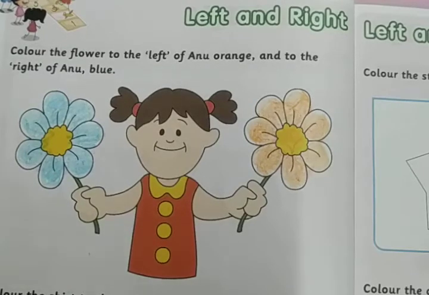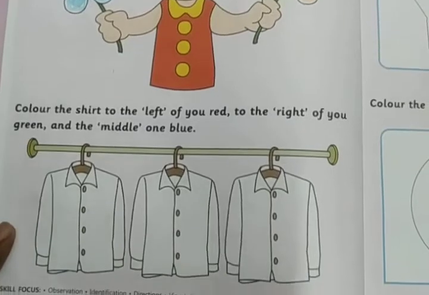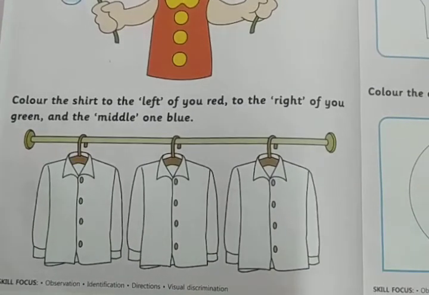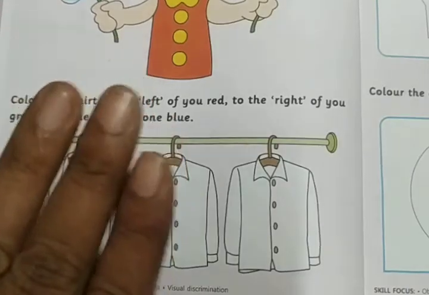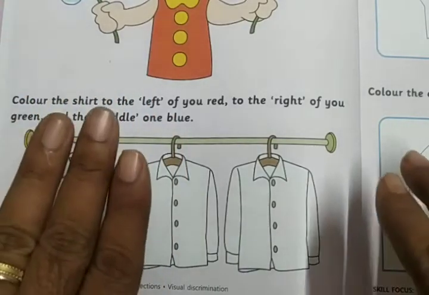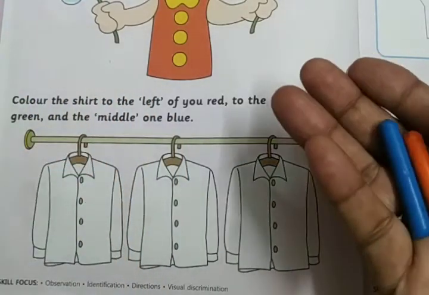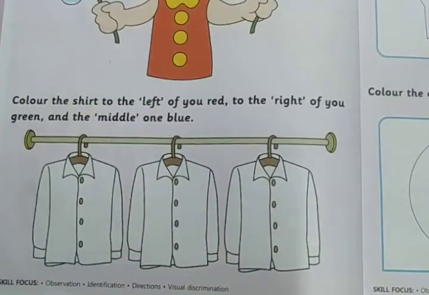Got it? Right. Next is color the shirt to the left of you. Left of you. Not here. There is no particular person mentioned. Left of you means this is your left side and this is your right side. Okay. This is your right hand and this is your left hand.